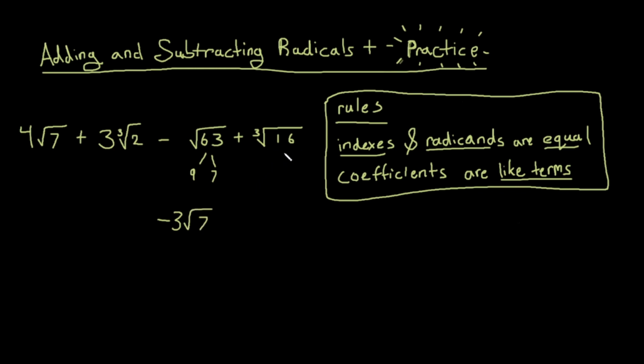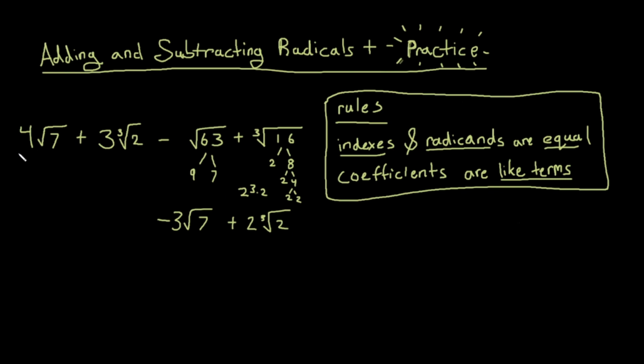Now, if we look at 16, we know 16 is comprised of 2 and 8, which can be further simplified to 2 and 4, and 2 and 2. So 16 is equivalent to 2 to the 4, or we could also say it's 2 to the 3 times 2. So since we are cube rooting it, we can take the 2 out. So we can simplify this into 2 cube root 2.